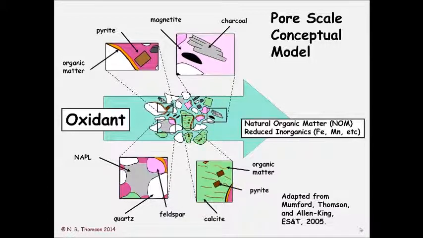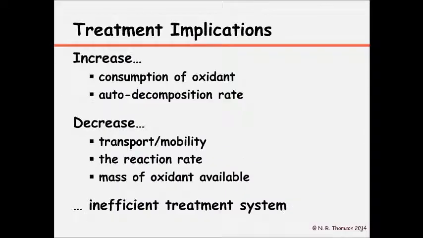So if we stare at the pore scale conceptual model and we flush oxidant through this pore scale model, the oxidant will try to oxidize any reduced species present. And they might include pyrite, manganite, charcoal, and feldspar. That's really what we wanted to treat, but the oxidant doesn't know that, and it's a very competitive process, and it will oxidize that with the highest reaction rate. Now, what does that mean?